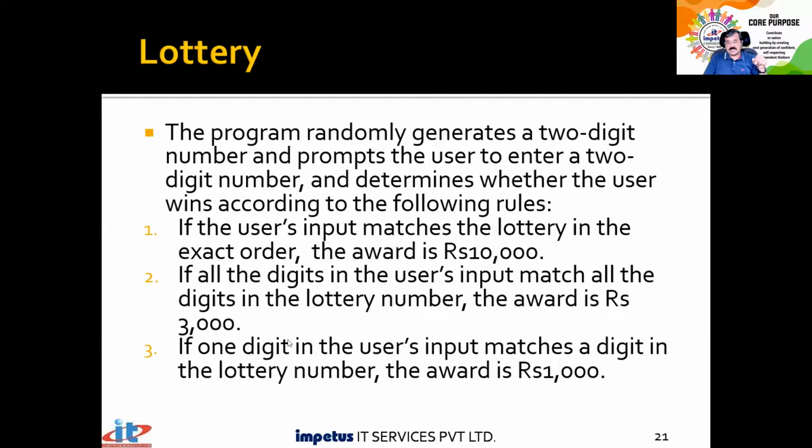If one of the digits matches, that means the random number was 72. You entered 25. One digit is matching. Or you entered 71. One digit is matching, 7. So in that case, you get 1,000 rupees. Otherwise, you don't get anything. So take a snapshot of this particular thing and be ready with the solution next time when you come.